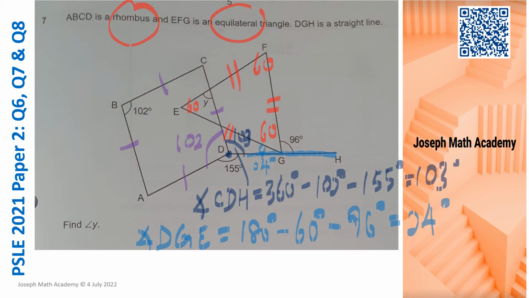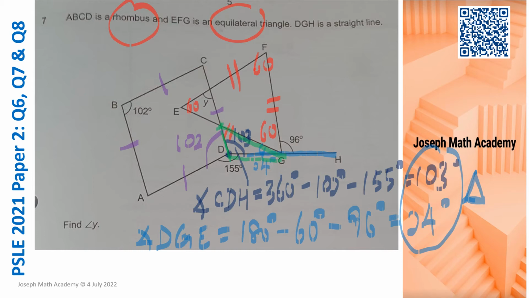Now, once we know 24 degrees and 103 degrees, these two angles are actually inside the triangle. I shall highlight it using green. It's inside this triangle. Because there's no marking here, there's no angle here, so we can't name it. All right, so it's inside the triangle.